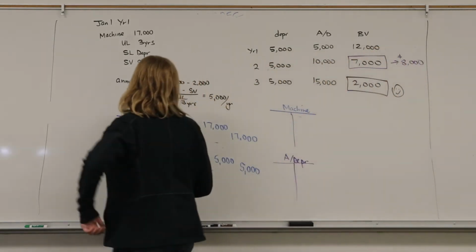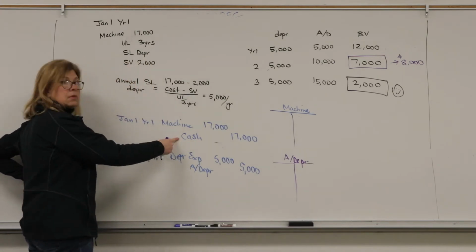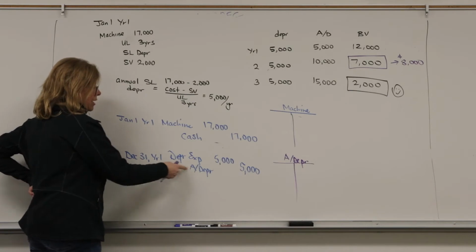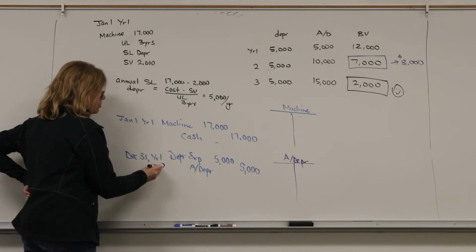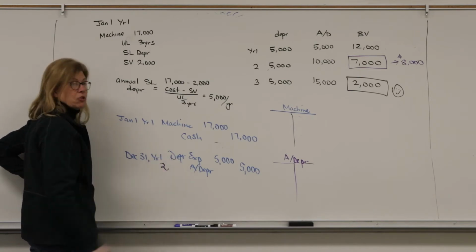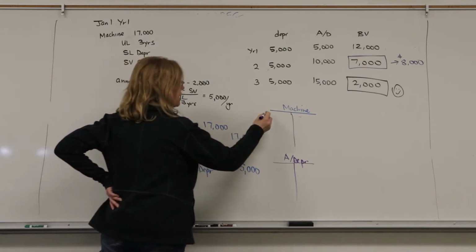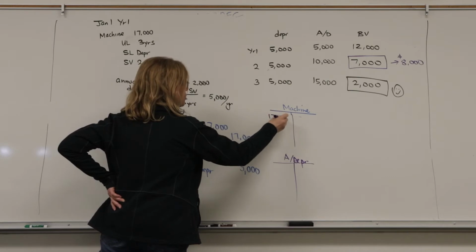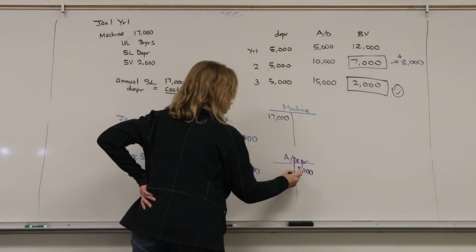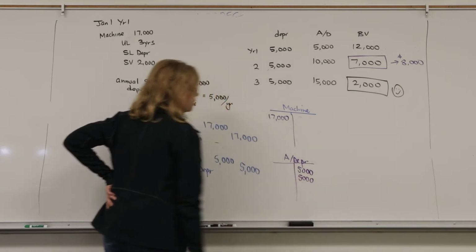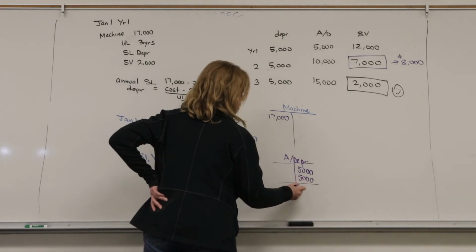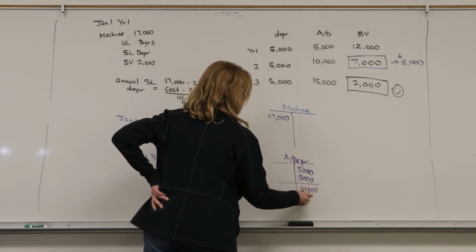Okay. So, January 1, bought the machine. December 31st, year one, I depreciated it. But now I've held this machine for 2 years. So in year two, I make this same entry. So let's post these. I have a $17,000 debit to machine. But now I have credited accumulated depreciation twice over the years. And it now has a $10,000 balance.